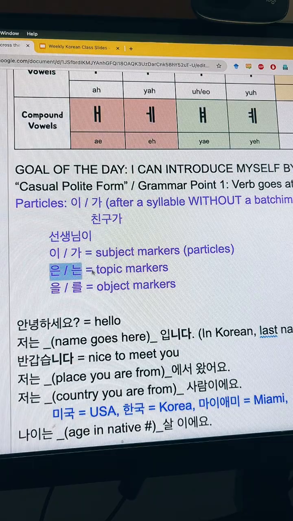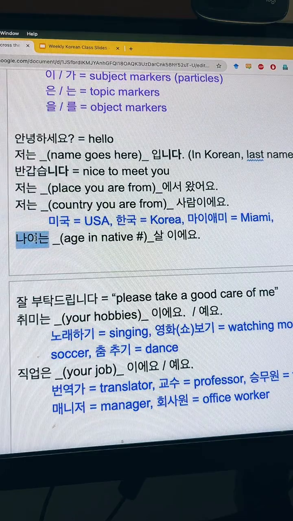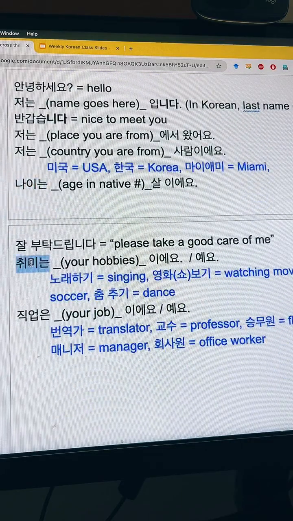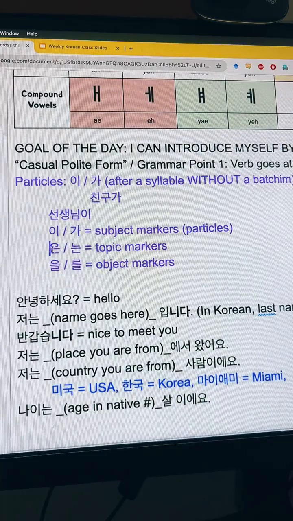And you would use 은/는 if that word is the main topic. So you're stating the topic, usually in the beginning, like we see here: 저는, I'm the topic. 나이는, the age is the topic. 취미는, the hobby is the topic. 직업은, the occupation is the topic, right? So we use the topic marker. And again, 은 is used with a 받침, and 는 is used without a 받침. And 을/를 is actually the object marker. It means objectively in the sentence.